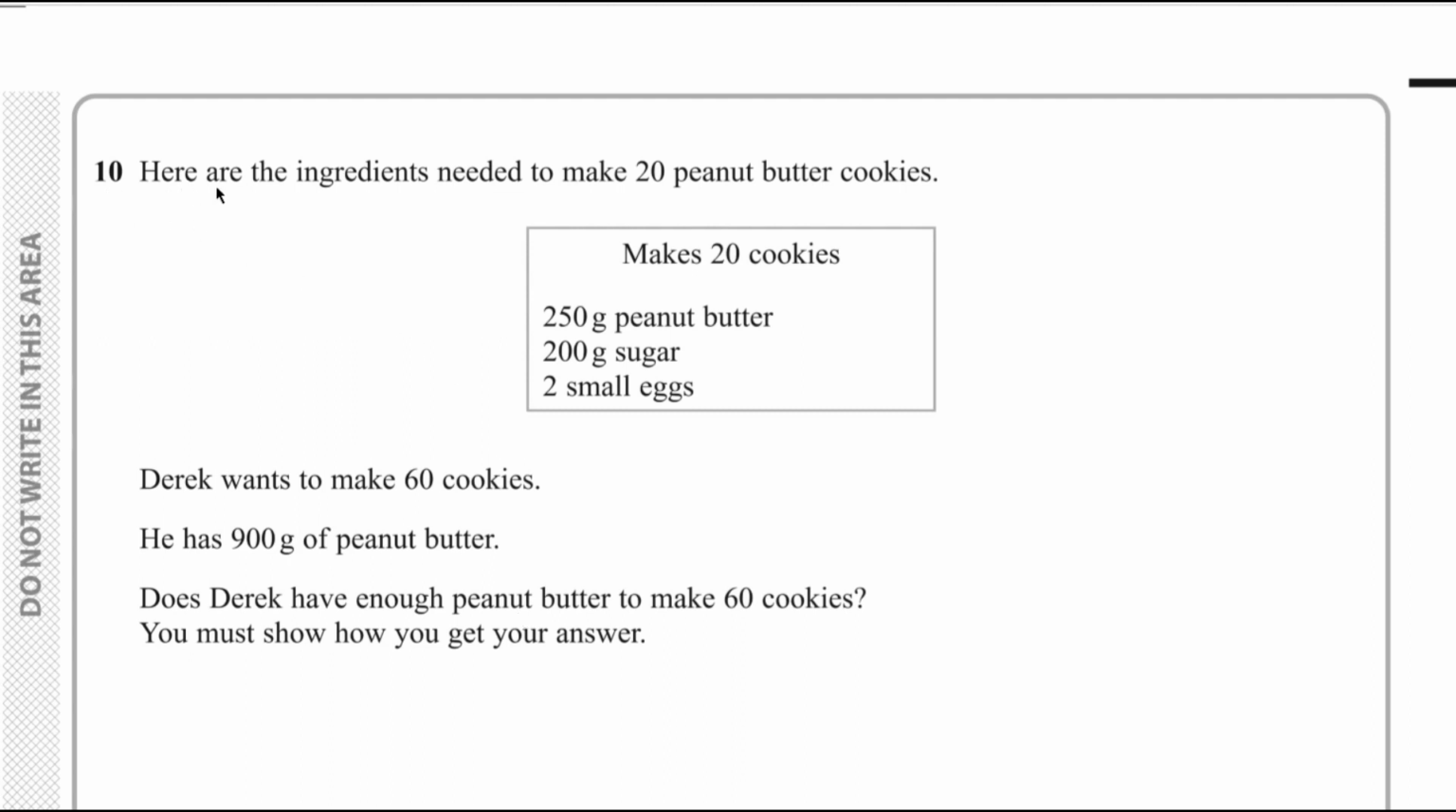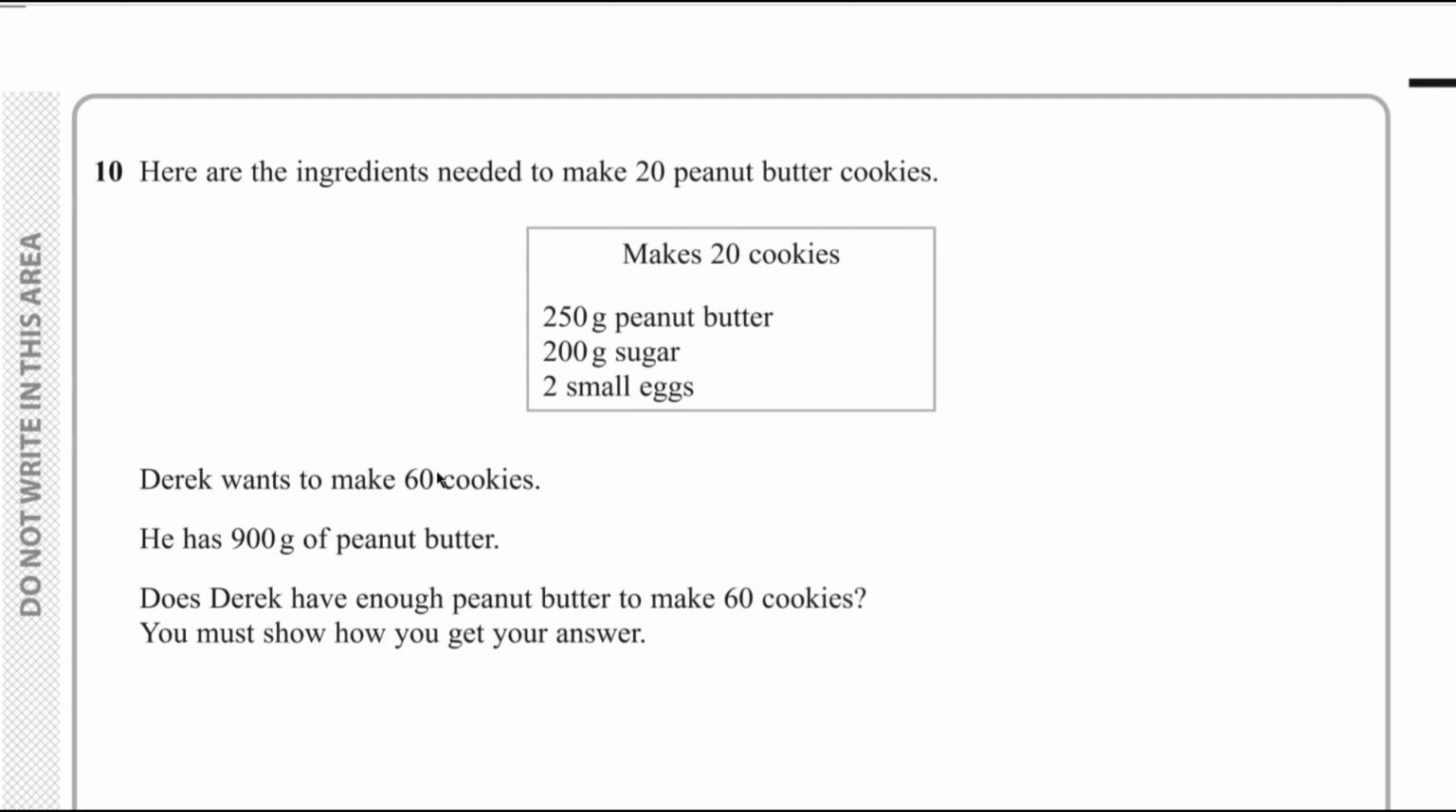Question 10. Here are the ingredients needed to make 20 peanut butter cookies. To make 20 cookies, we require 250 grams of peanut butter, 200 grams of sugar, 2 small eggs. Derek wants to make 60 cookies. He has 900 grams of peanut butter. Does Derek have enough peanut butter to make 60 cookies? You must show how you get your answer.